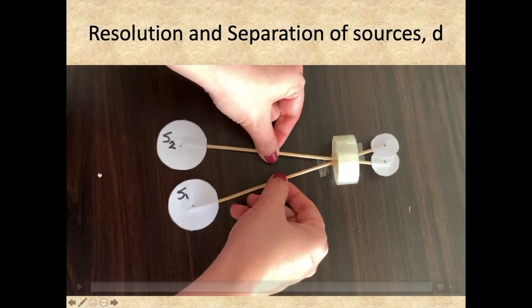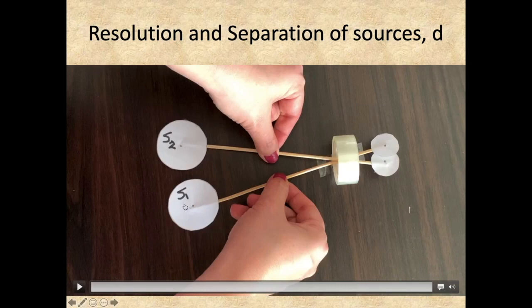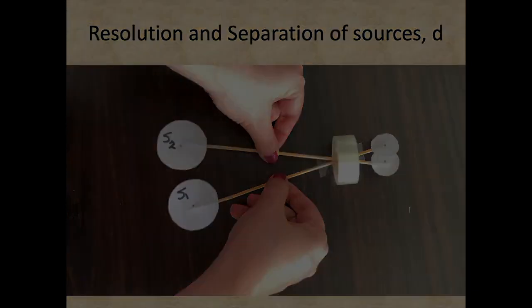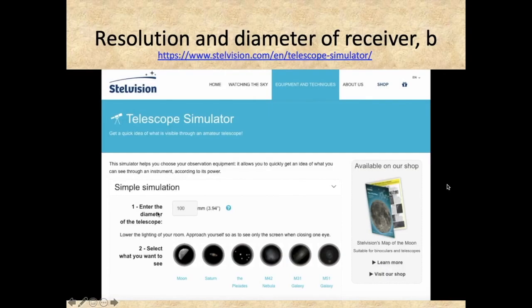So you should see that as the two sources are far away, their images also get far away. If the two sources are closer, then their images also get closer, which means it is harder to resolve them. Moving on to our second factor, resolution and the diameter of the receiver, which is b.